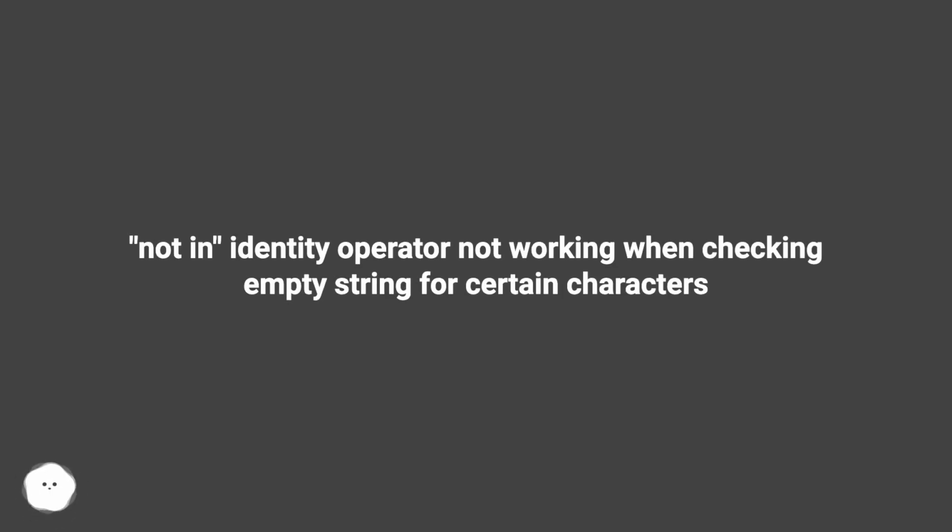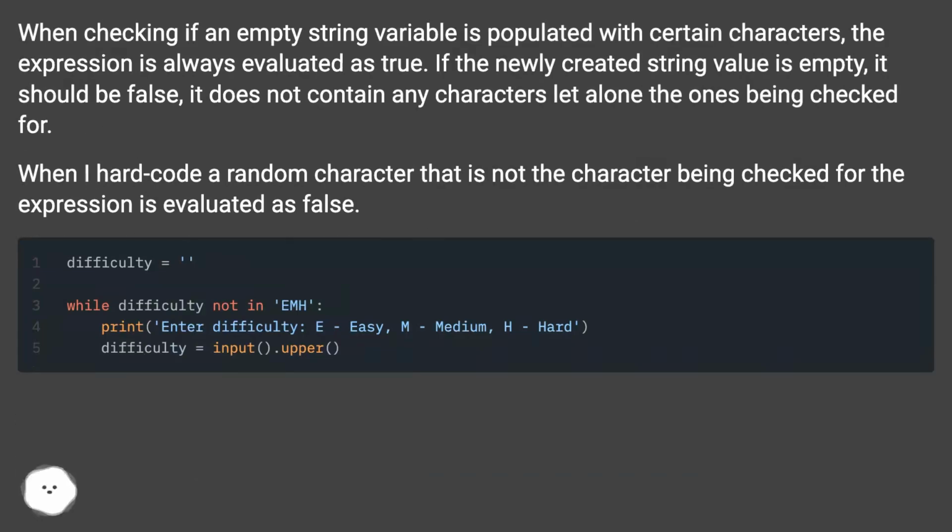Not in identity operator not working when checking empty string for certain characters. When checking if an empty string variable is populated with certain characters, the expression is always evaluated as true. If the newly created string value is empty, it should be false. It does not contain any characters, let alone the ones being checked for. When I hardcode a random character that is not the character being checked for, the expression is evaluated as false.